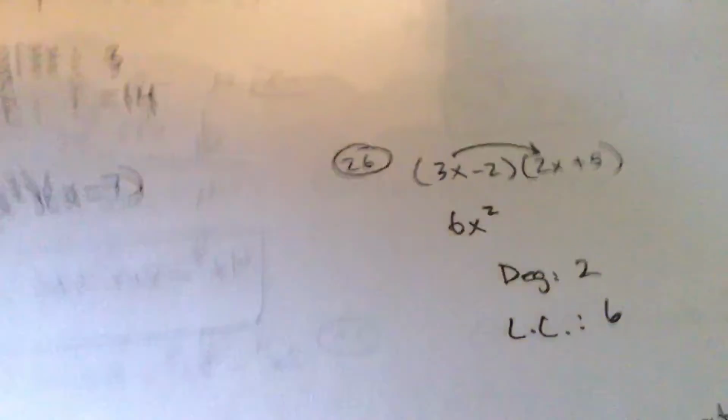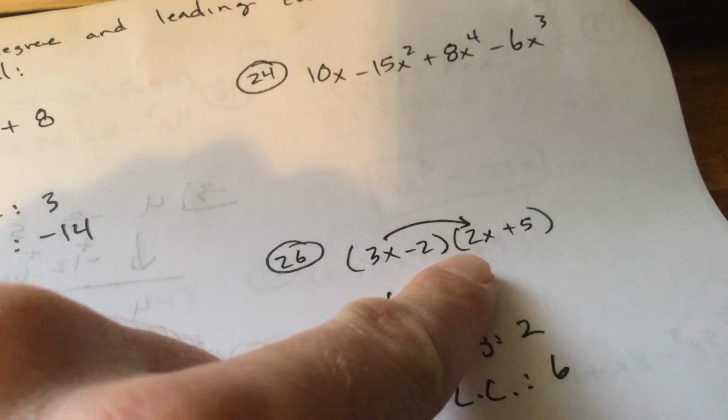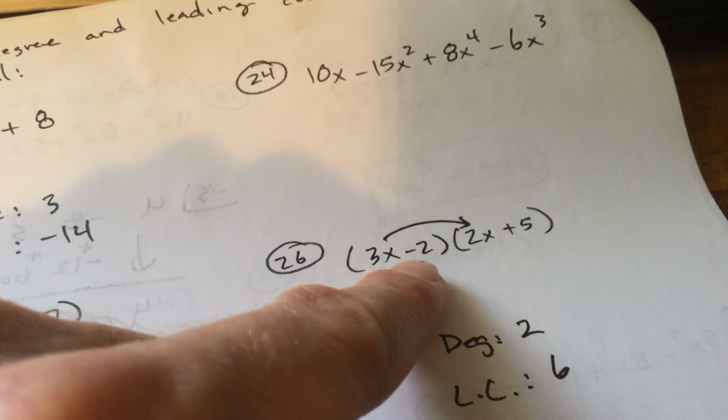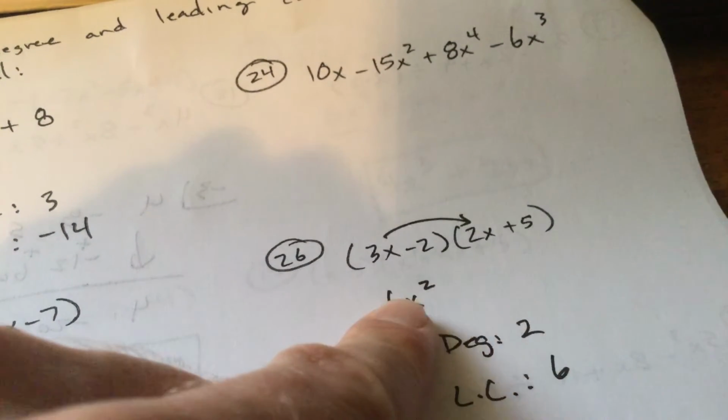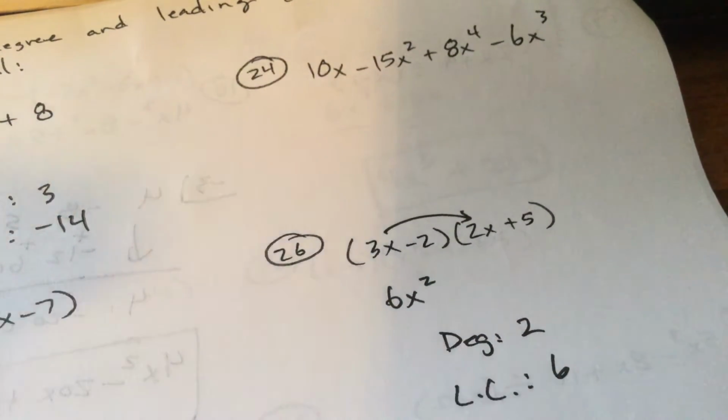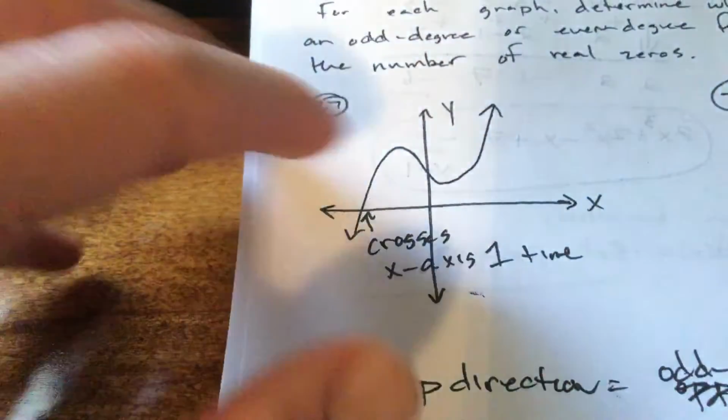You do not have to simplify fully on 25 and 26. You know that 3x and 2x is going to give you the 6x squared, which is going to be the highest power. It's going to be degree 2. Leading coefficient will be 6. Everything else is just going to be an x or the constant.